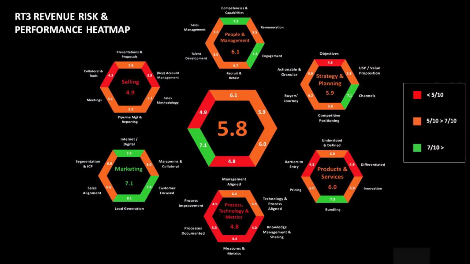To further simplify the interpretation, RT3 employs a kind of traffic light system, with scores over 7 out of 10 getting coloured green, scores between 5 out of 10 and 7 out of 10 getting coloured amber, and less than 5 out of 10 red. Green is good, red is bad.